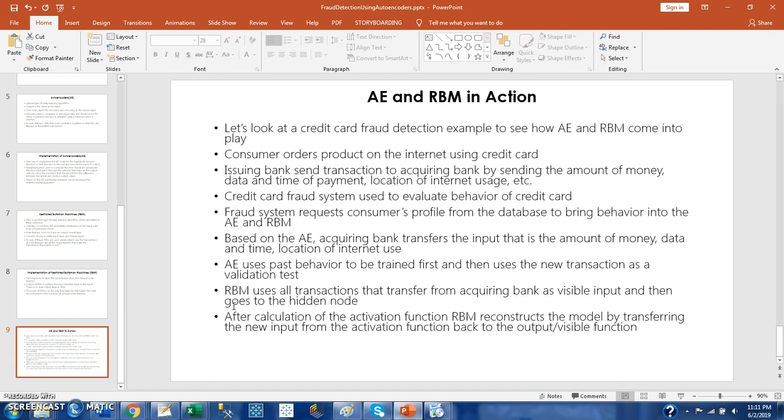Based on the AE, acquiring bank transfers the input, that is the money and the time and the location of the internet use. AE uses past behavior to be trained first and then uses the new transaction as a validation test. RBM uses all transactions that transfer from acquiring bank as visible input and then goes to the hidden node. After calculation of the activation function, RBM reconstructs the model by transferring the new input from the activation back to the output or the visible function itself.